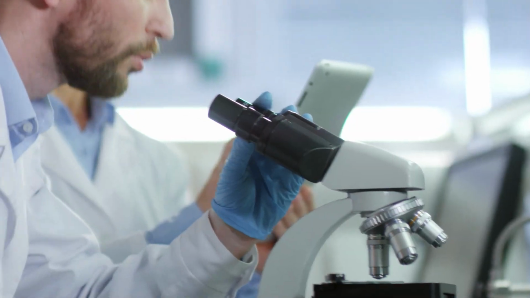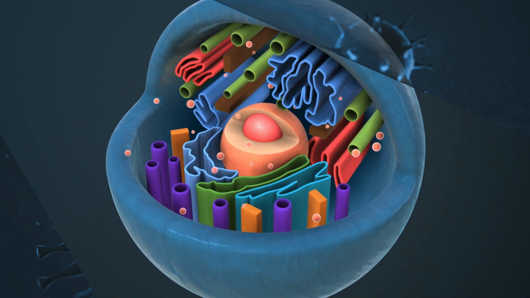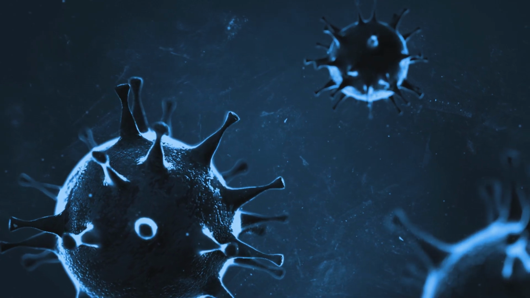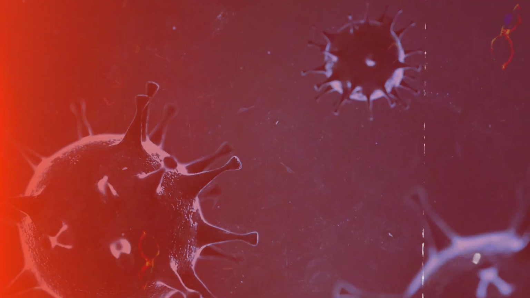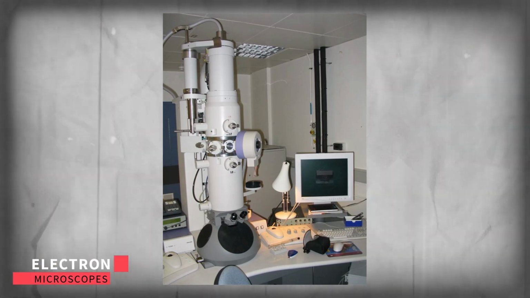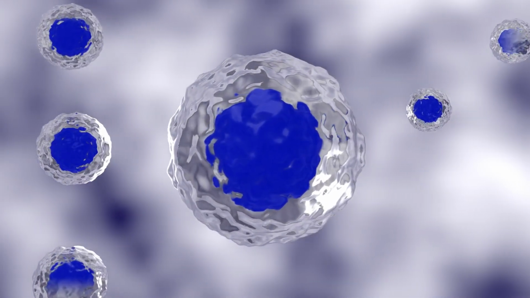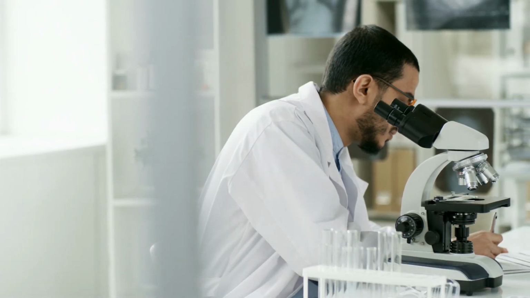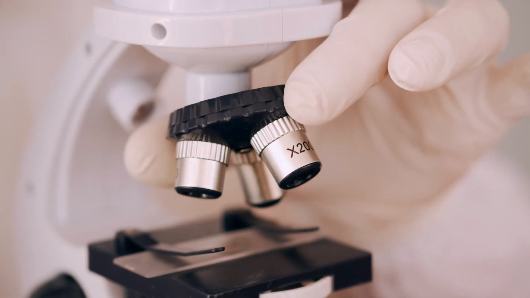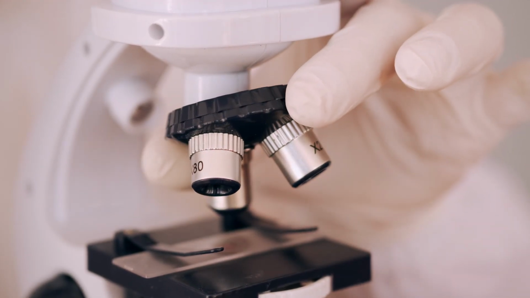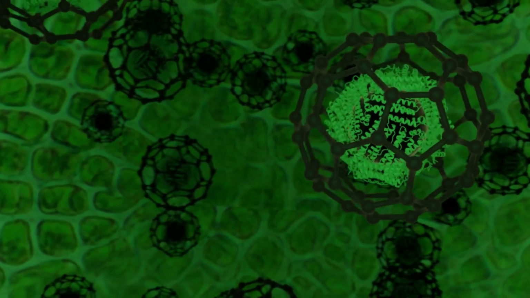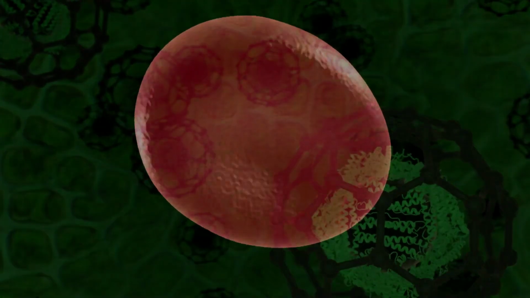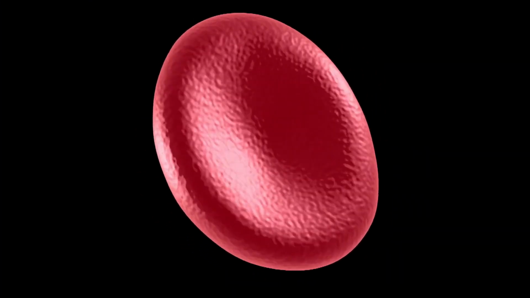Imagine being able to peer into the intricate details of a single cell, or unravel the mysteries of a virus's structure with unprecedented clarity. This is the power of electron microscopes, instruments that harness the incredible properties of electrons to reveal the hidden secrets of the universe at the smallest scales. But what sets these devices apart from traditional light microscopes is their ability to achieve resolutions that were once thought impossible, allowing us to study the building blocks of life and matter with a level of detail that was previously unimaginable. But how do these remarkable devices actually work?